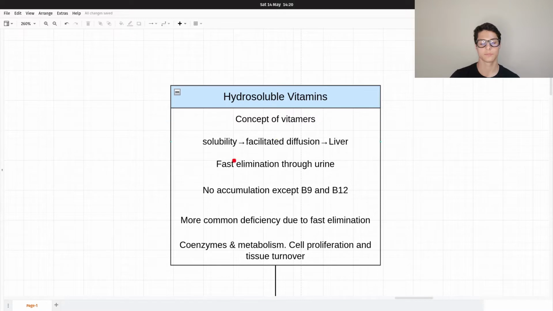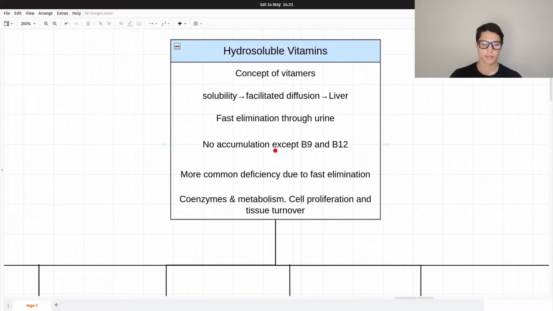Then the absorption, their solubility makes them enter the enterocyte very easily through facilitated diffusion, and then they can go to the liver straightforward, passing through the portal and hepatic circulation. Their elimination is very fast through the urine because they are hydrosoluble.